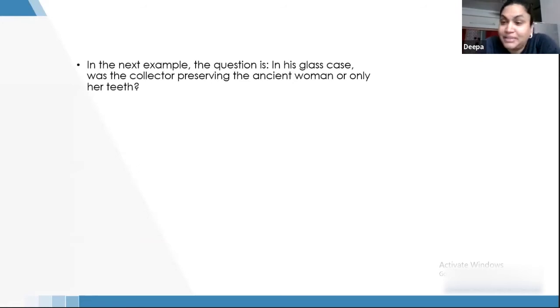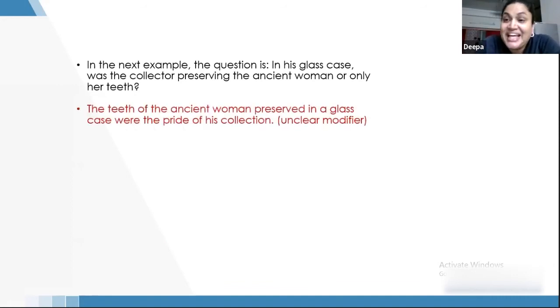In the next example, the question is, in his glass case, was the collector preserving the ancient woman or only her teeth? Let's check it out. The teeth of the ancient woman preserved in a glass case were the pride of his collection. Let's check this. The teeth of the ancient woman preserved in a glass case were the pride of his collection.